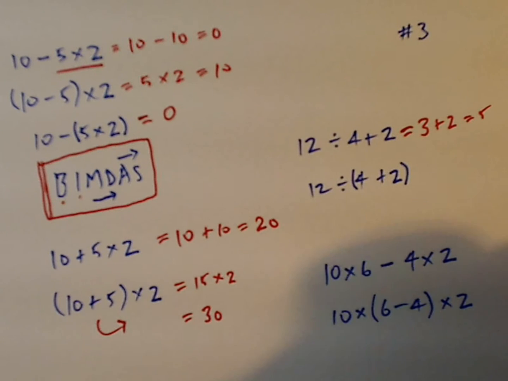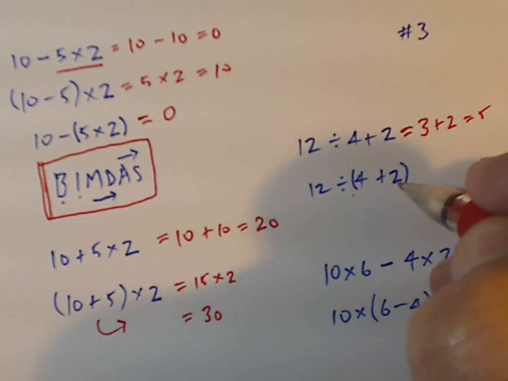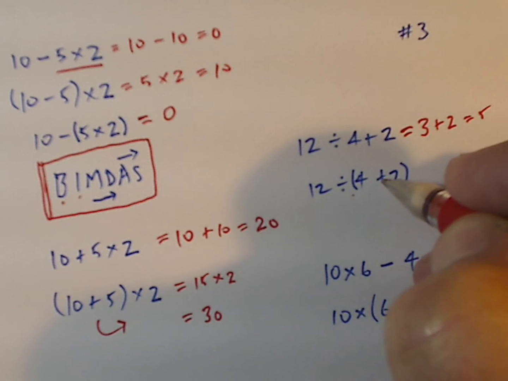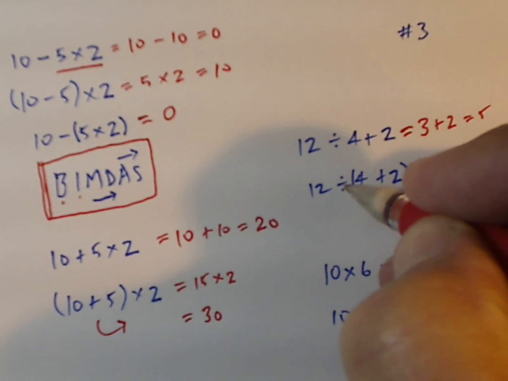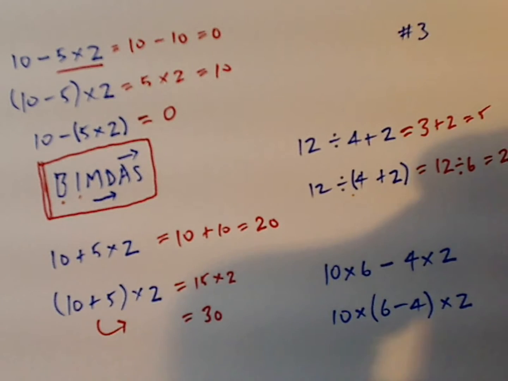Next one though, we've got the strongest out, haven't we? We've got the brackets out. So the addition this time, because it's in the brackets, must be done before the division. So we would have 12 divided by 6, which is 2.